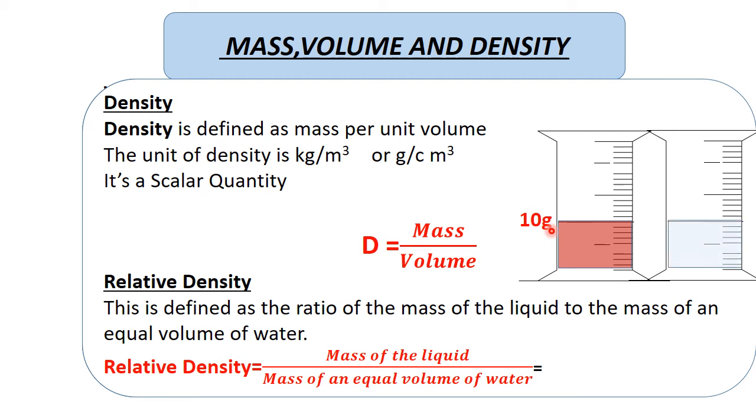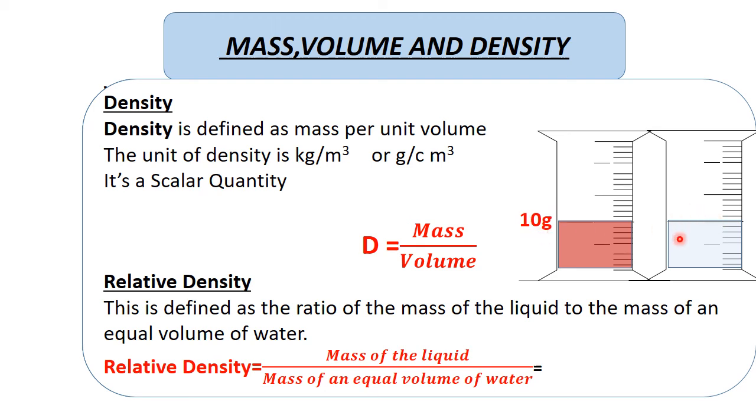Then you pour an equal volume of water. So what it means is, if this is 10 centimeter cubed, your water should also be 10 centimeter cubed. That's what it means by an equal volume of water, this part of the definition. So if this is 10 centimeter cubed, make sure that this is also 10 centimeter cubed. You record the mass of the liquid you are trying to find the relative density of.